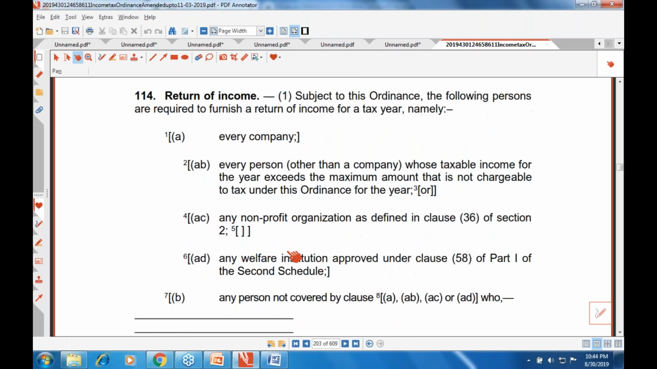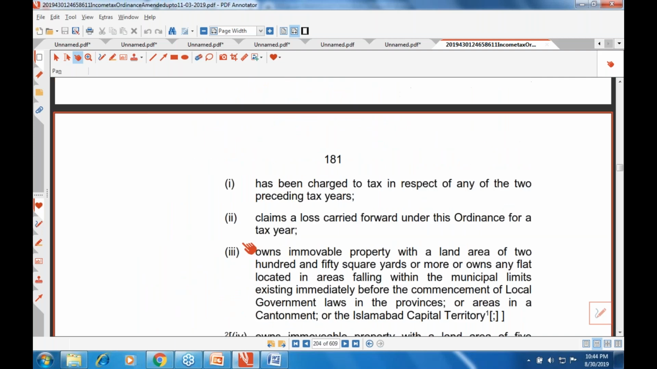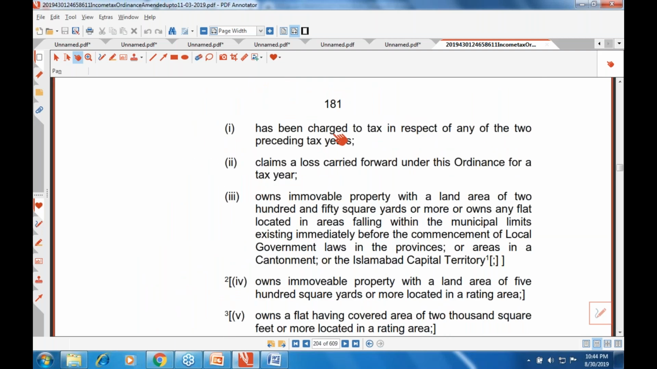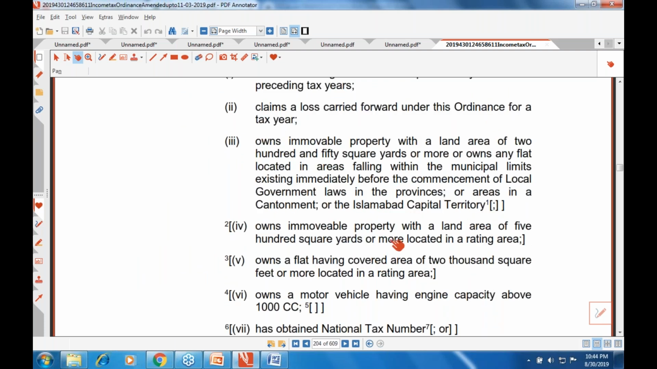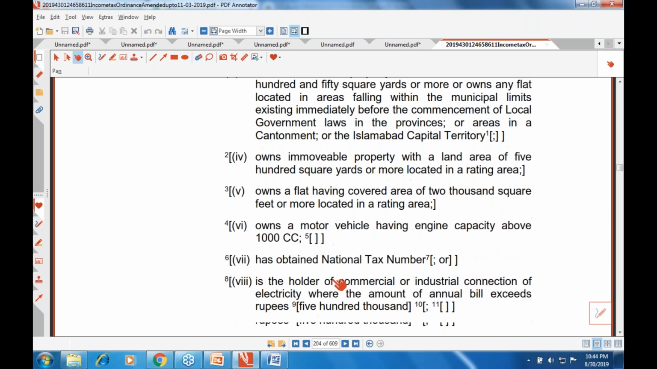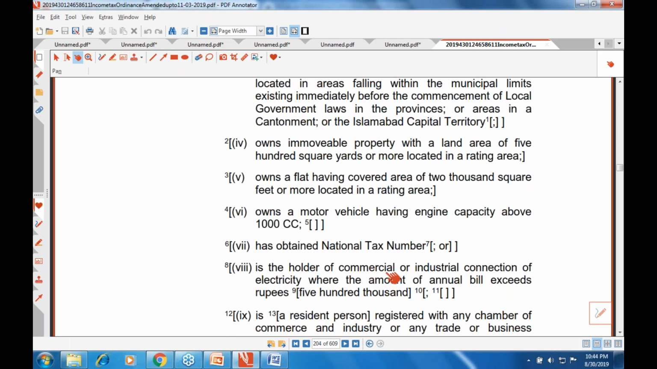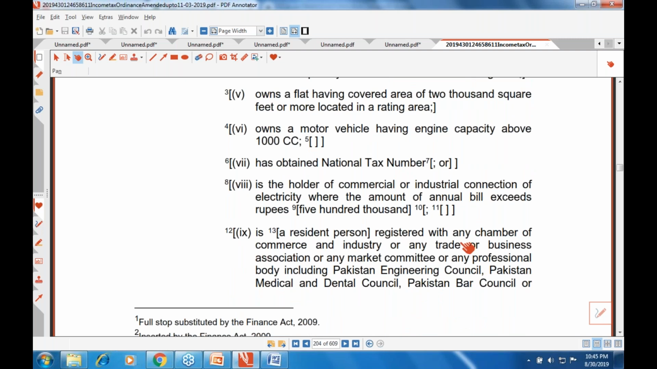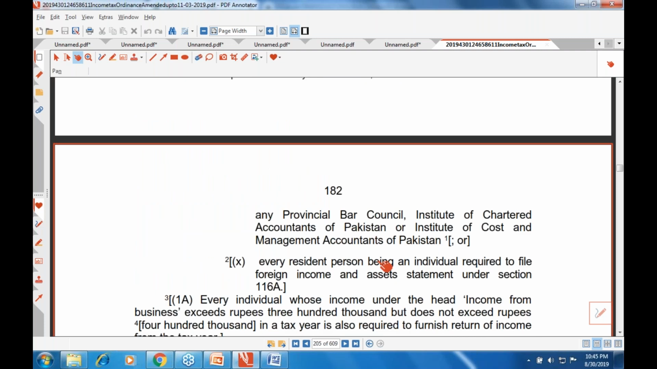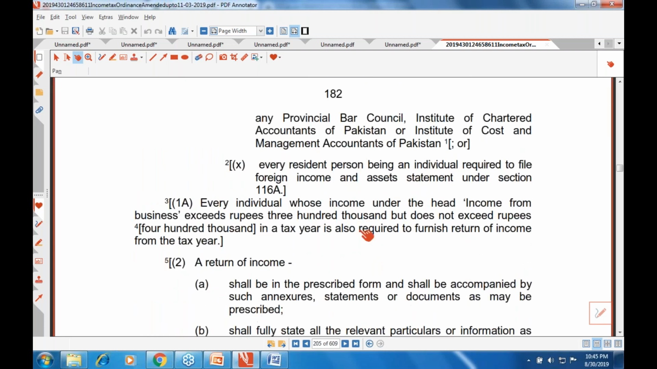Any not-for-profit organization; furthermore, any person who has been charged to tax in the last 2 years, anyone who wants to claim a loss, a person who owns an immovable property of 250 square yards, who owns a land area of 500 square yards, who owns a motor vehicle, has obtained NTN, has a commercial or industrial connection, is a resident person registered with any chamber. So if you are registered with any chamber of commerce or any other body, you have to file, like if you are registered with Pakistan Engineering Council, or Pakistan Medical and Dental Council, etc. All of these people have to file the return of income.